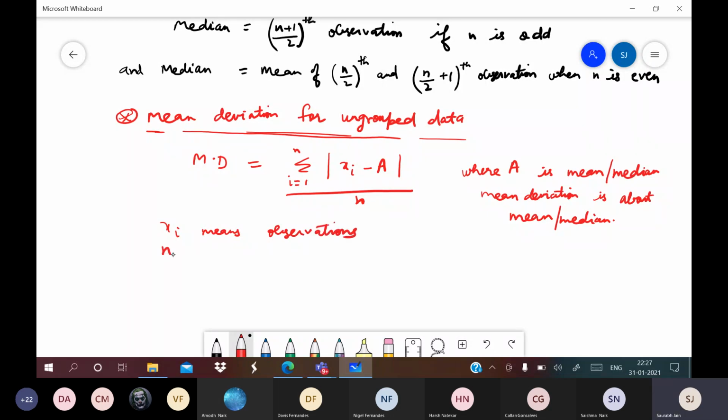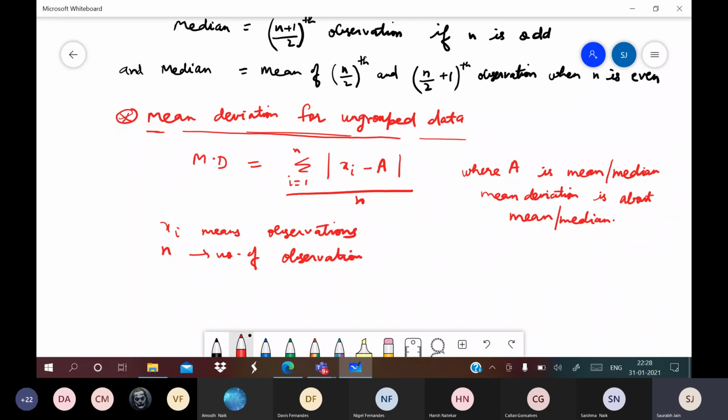N means number of observations. They will give you some values, and A will be the mean. You will find the mean if they are asking you to find mean deviation about mean, and you will find the median if they ask you to find mean deviation about median.